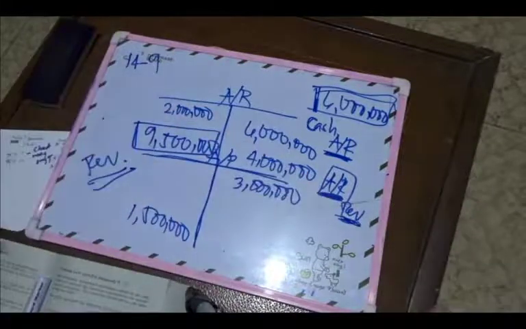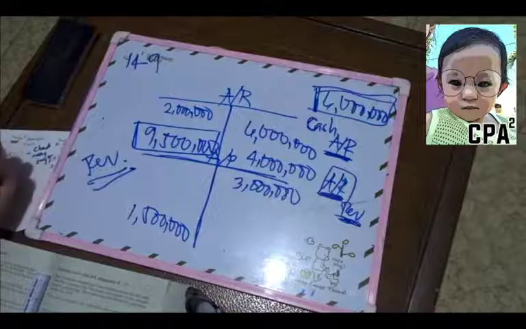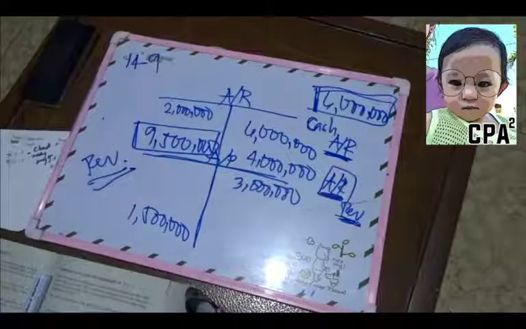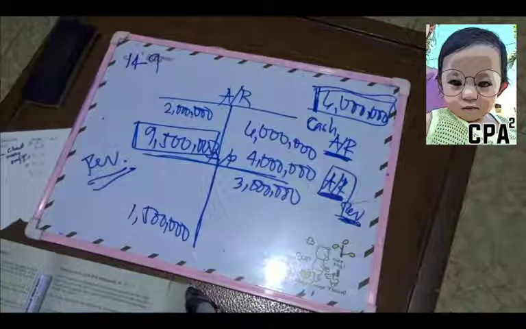For me, this is much easier than the other method. This is what I call the double T account. So we'll move on to the next classification of problems using the double T account. So we start with 14-1.